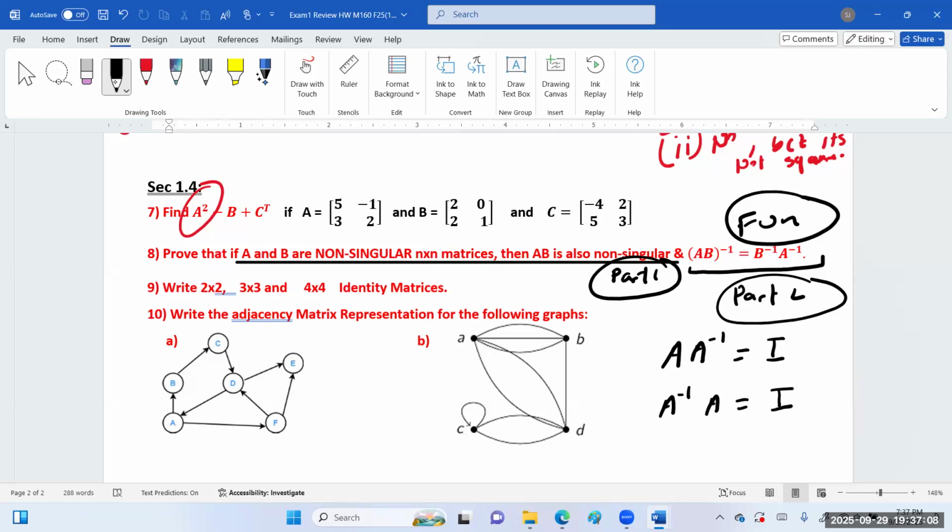Then question number 9 says, just tell me what the identity matrices are for 2 by 2, 3 by 3, and 4 by 4 matrices. So basically you're finding I2, I3, and I4. The purpose of this question is to show you what the identity matrix looks like. Even though I showed you many times, you may have forgotten. So if you do them by yourself, you'll have a sense of what the identity matrix looks like.